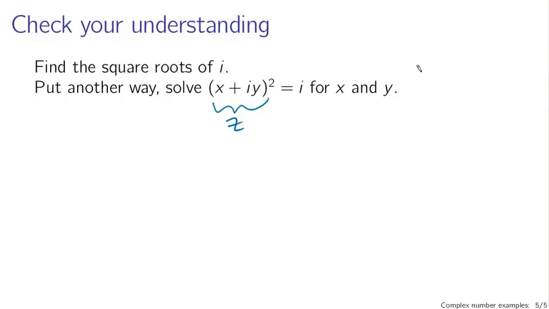So those are a few examples of how complex numbers can actually be manipulated. In particular, for finding the roots of unity, there are better formulas than the approach that we took here.